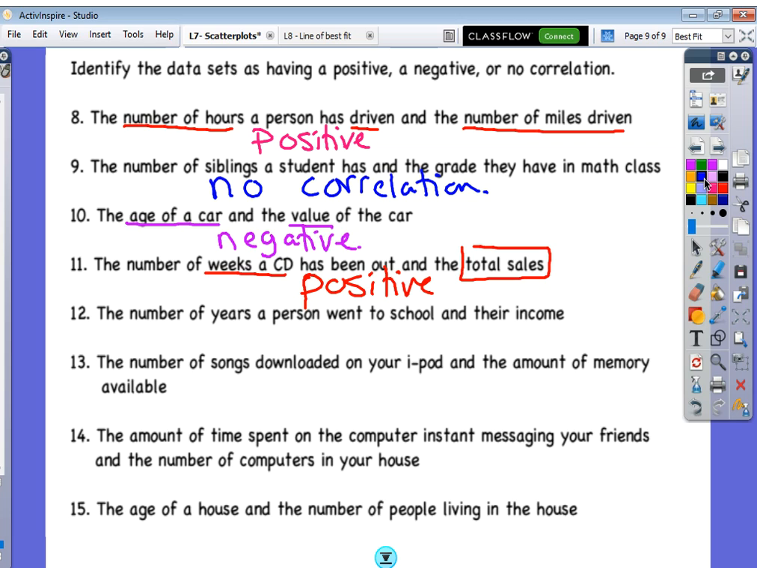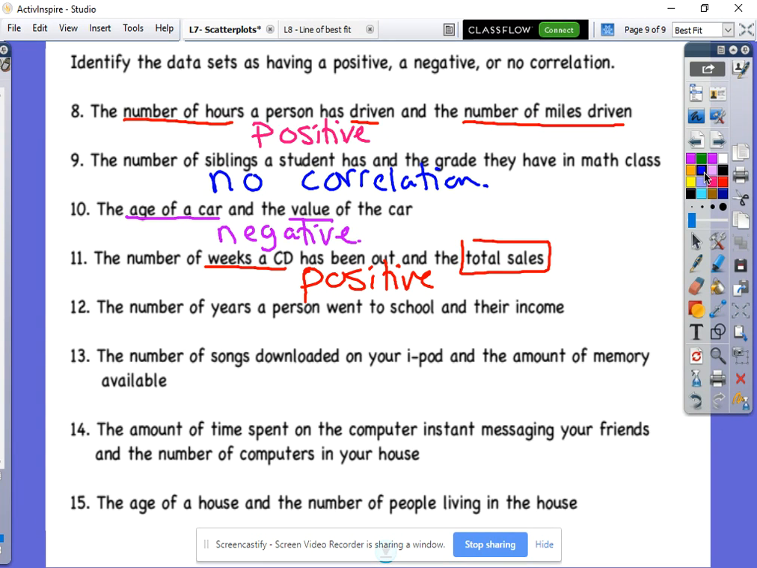Number 12, the number of years a person went to school and their income. Now, this one's a little tricky because we definitely have some outliers. There are people who have gone to school way less time than myself, right? But make way more money than me. In general, though, you think about that.